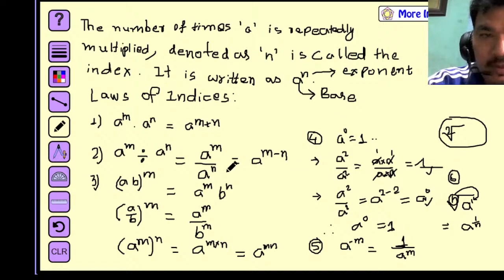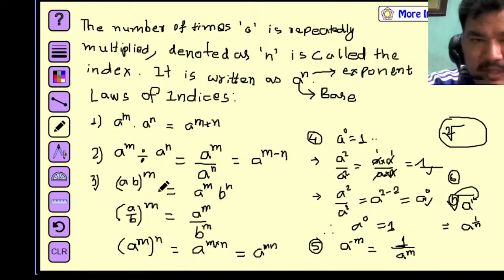Here the base is the same and we are multiplying, so we write only one base and we add the power. Here also the base is the same, but we are dividing. While dividing, we write only one base and we subtract the power. And here look, ab has whole power m. Then when you remove the bracket, it will be a to the power m and b to the power m.